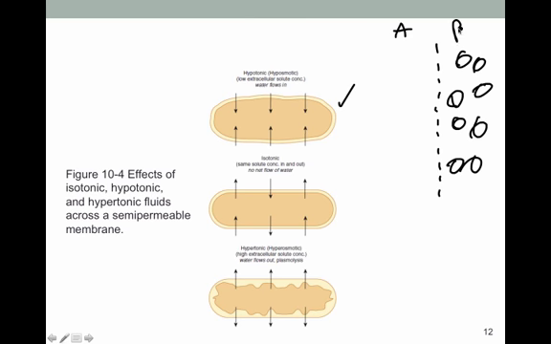Again, side A and B. If we introduced a hypotonic solution into side A, the hypotonic solution does not have near as many solute molecules as side B does. So we are going to get a net movement of water into the intracellular compartment. And all of these compartments work off of these principles.